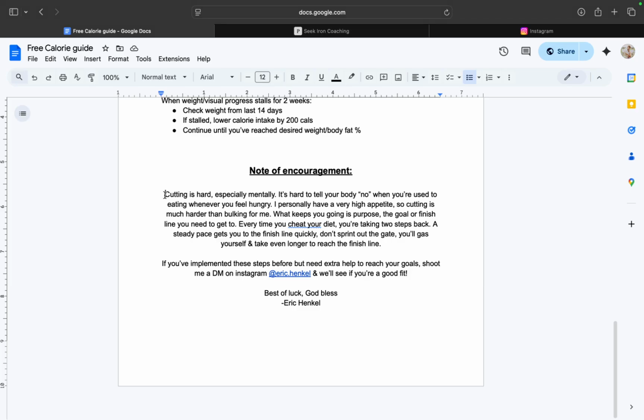So this is just a note of encouragement. Cutting is really hard, especially mentally. Mechanically, it's very easy. You just eat less food than you consume and keep exercising. But it is really hard to tell yourself no when you're craving something.